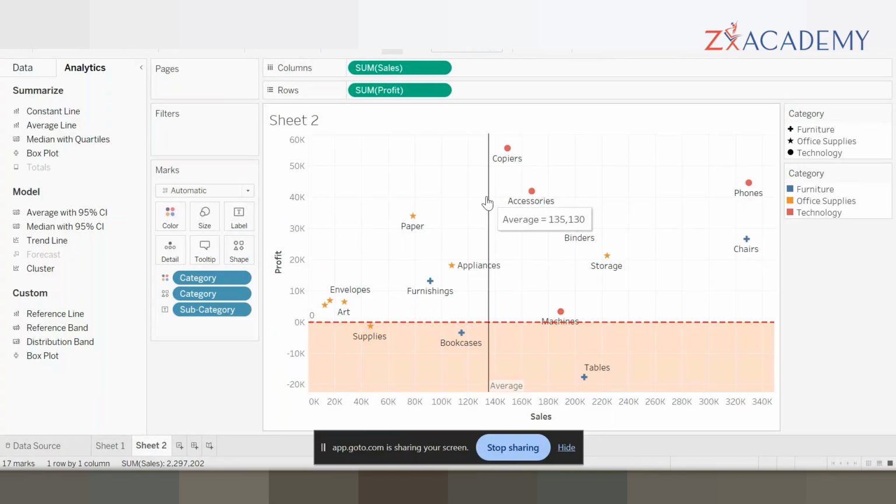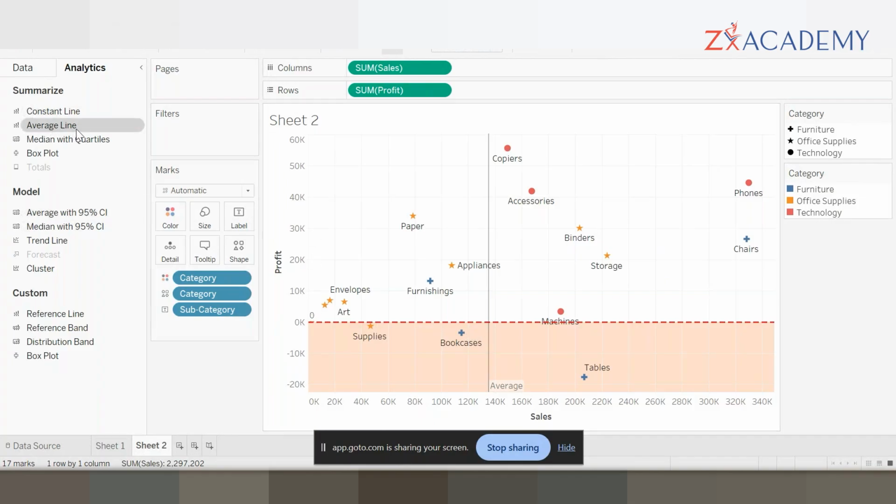So average sales is 1,35,000 because we see that there are some products with 3,30,000, some products with 3,000. Okay, so the average sales here is 1,35,000. So it is taken as a default kind of a thing. Or you can explicitly add a constant line and say, okay, I want to say average sales is 1.5 lakhs or something. You can do that also.